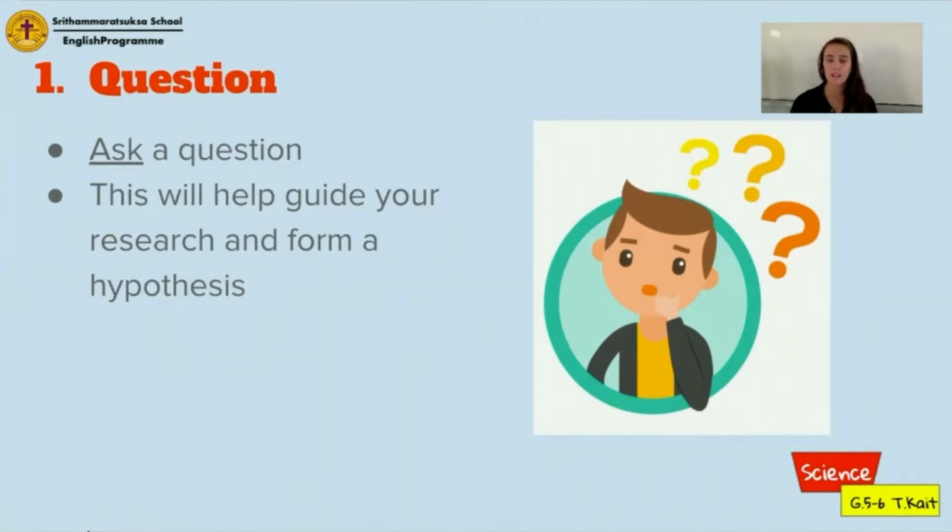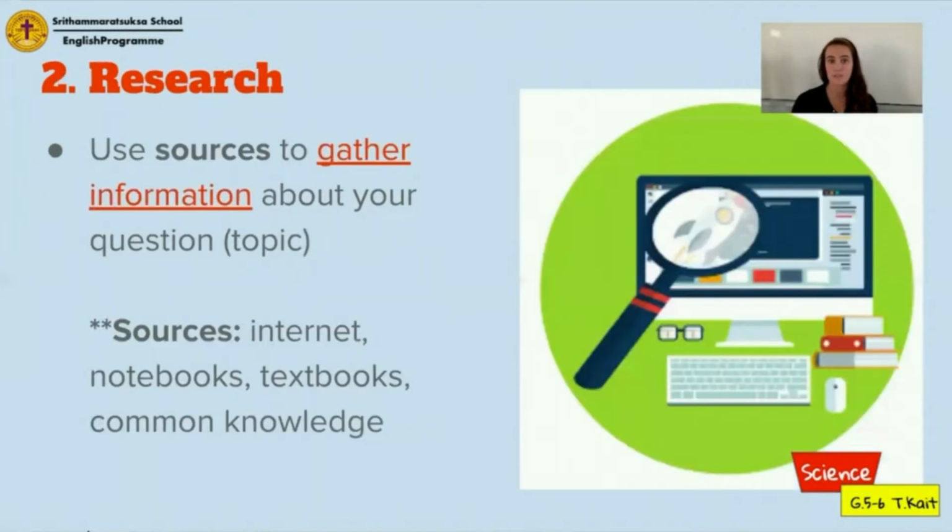So for our example experiment, our question can be, why do some plants in our house grow better than others, right? Or grow worse than others? So I am wondering, why do some plants in our house grow better than others? All right, so this is our example experiment that we are going to use and connect to all steps of the scientific method.